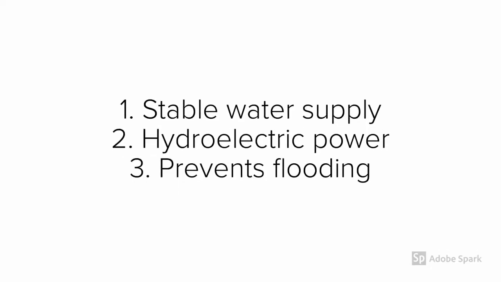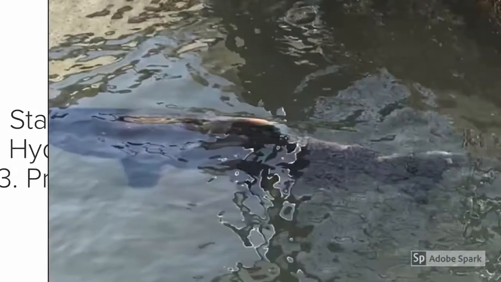Some positive impacts of dams for people are that they provide a stable water supply for drinking and for irrigation of farms. They provide hydroelectric power for electricity, and due to controlling the river, they prevent flooding, which allows for massive infrastructure like roads and public transit and residences.